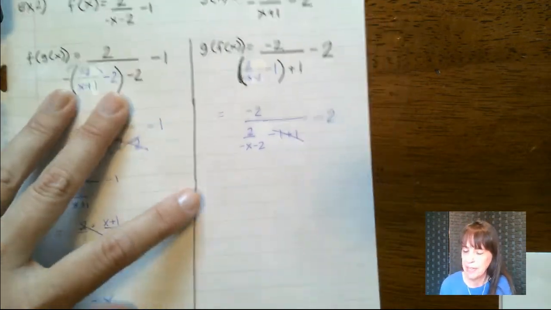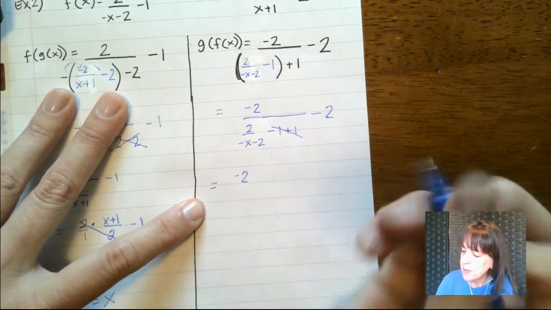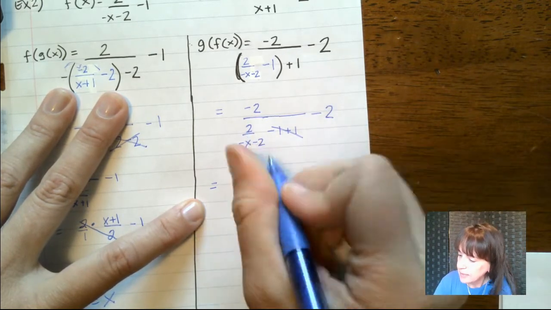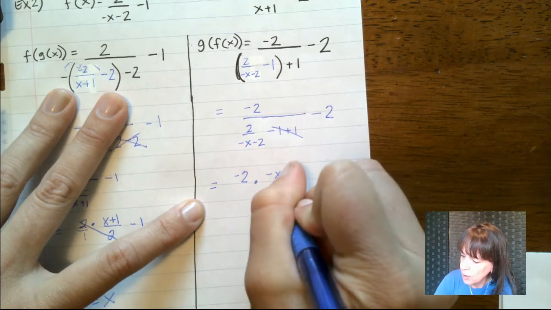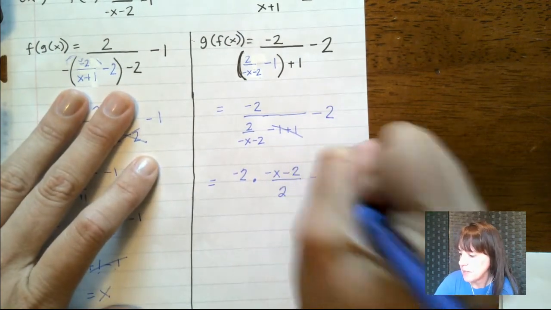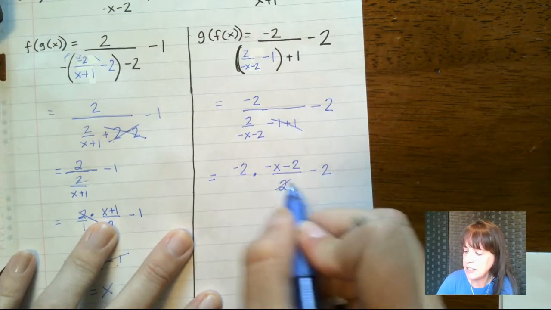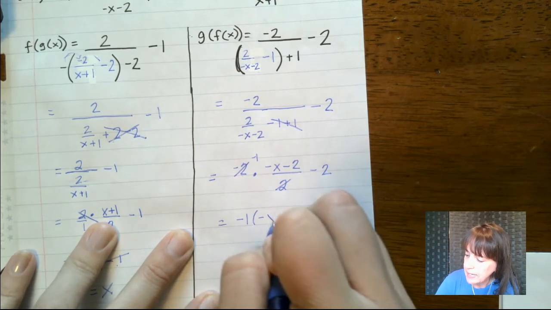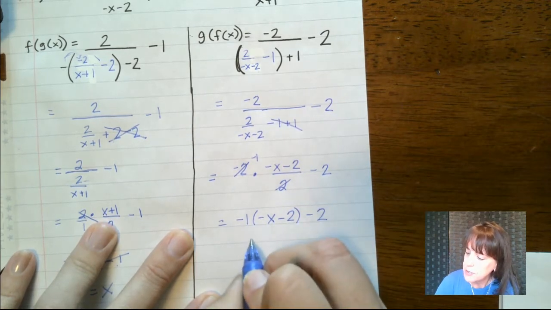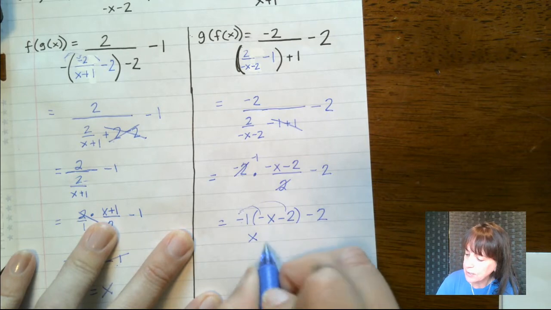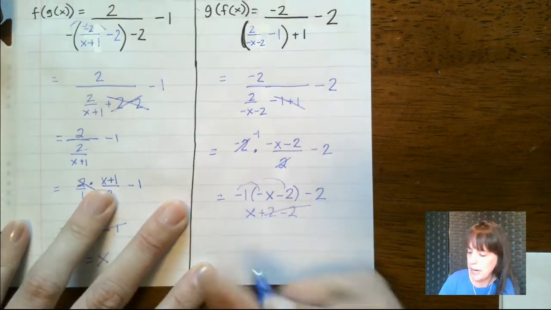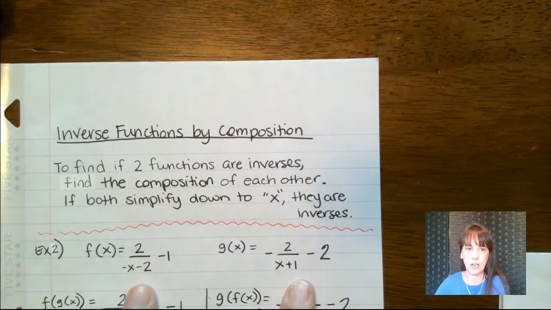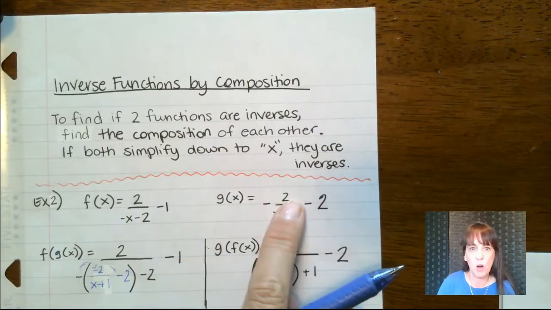So these cancel out. Now what I have is -2 divided by all this here. So instead of dividing, I'm going to multiply by negative x minus 2 over 2, minus 2. Now I can cancel these 2's out, but that leaves me with a -1 here. So keep that in mind. We have -1 times negative x minus 2, minus 2. Now I can distribute that -1 to here and here. I get x plus 2 minus 2, cancel those 2's out, and I end up with x. Since both of these are x, that means that these are inverses of each other. So the inverse of f of x is g of x.